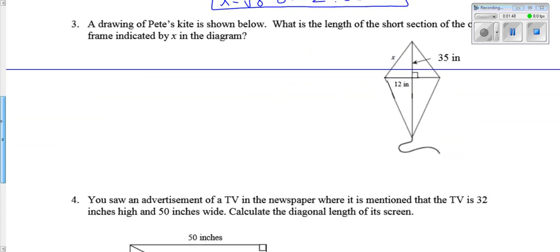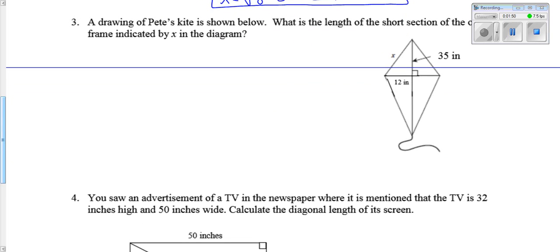Number 3, a drawing of Pete's kite is shown below. What is the length of the short section of the outer frame? So we're looking at this triangle right here. Sorry that we have labeled off. Well, we know that this piece here is our right angle. So we're looking for our hypotenuse this time because the x is across from the right angle.